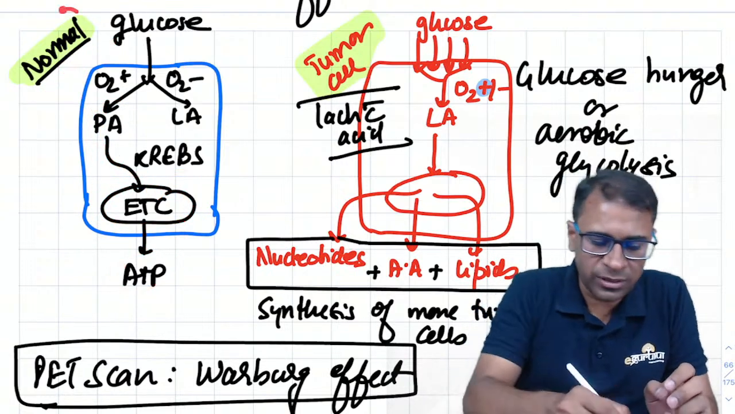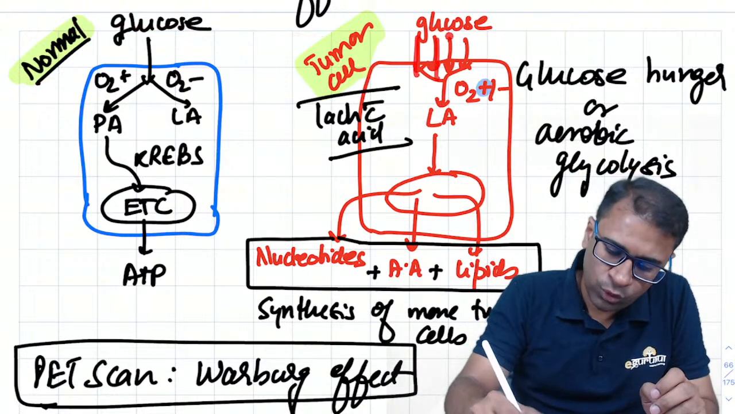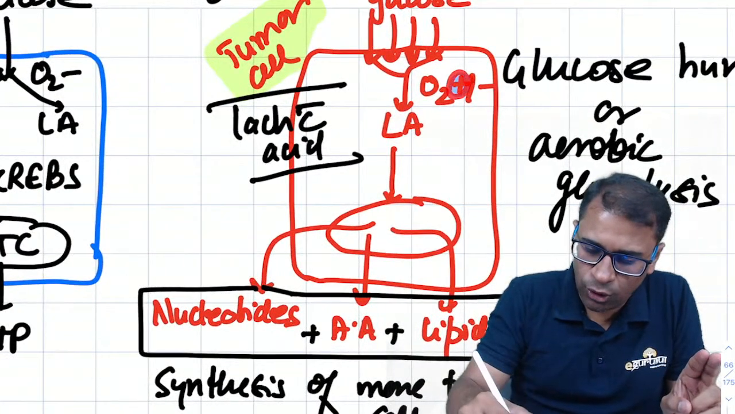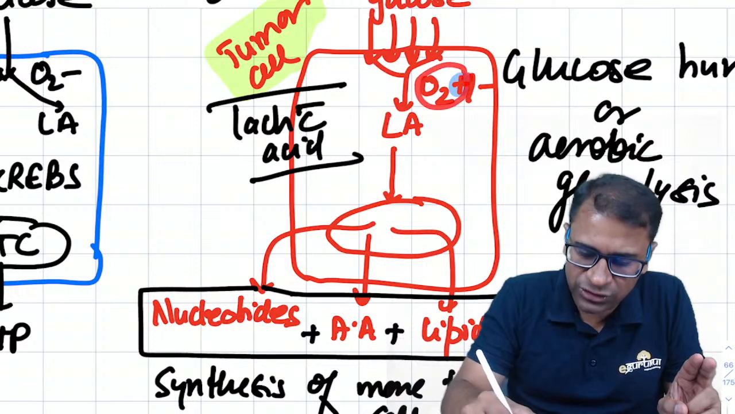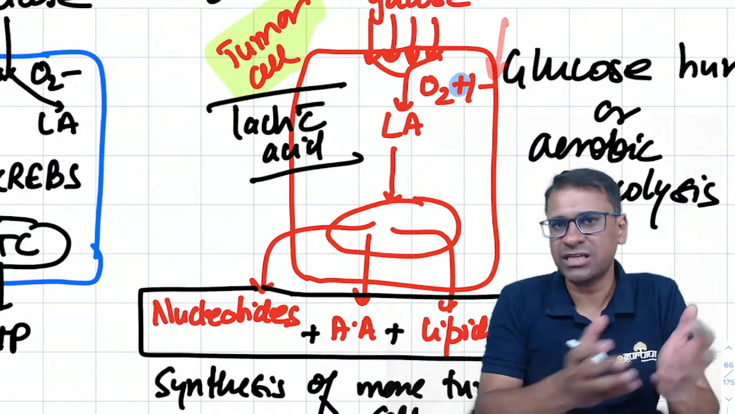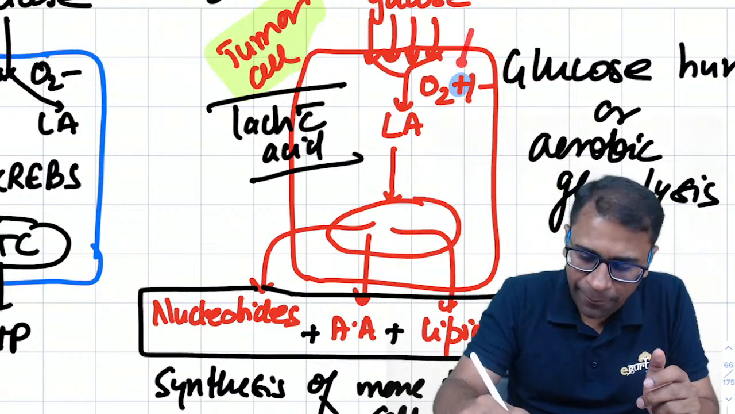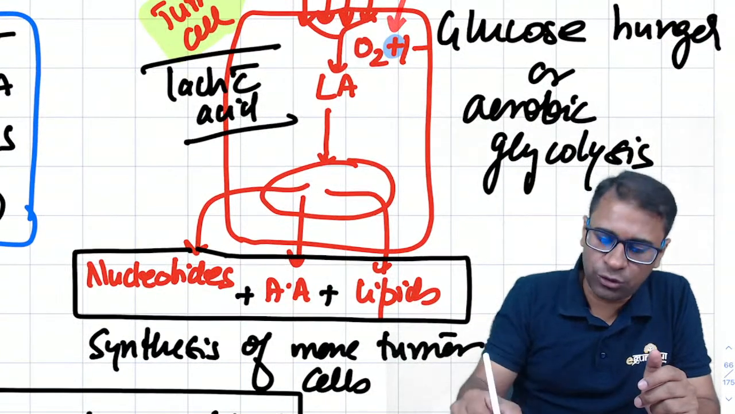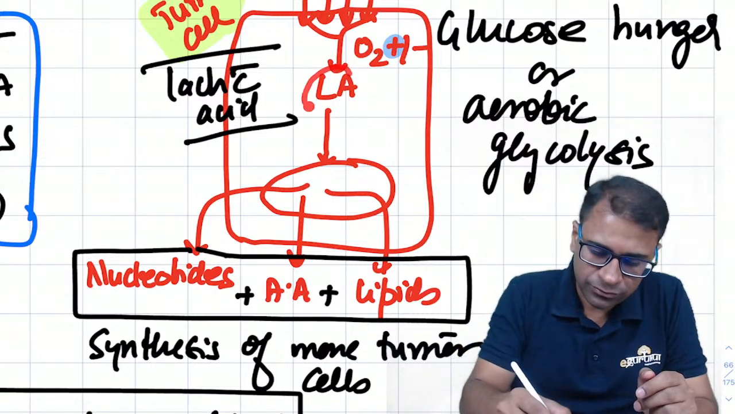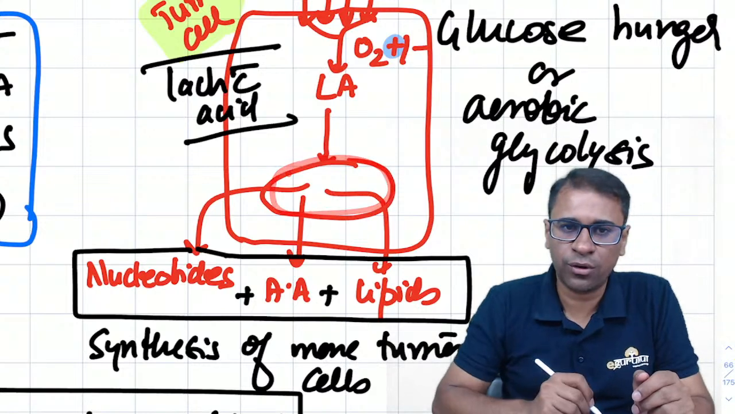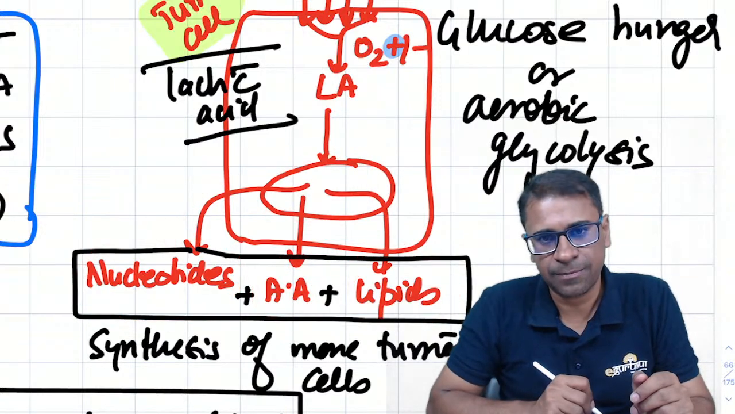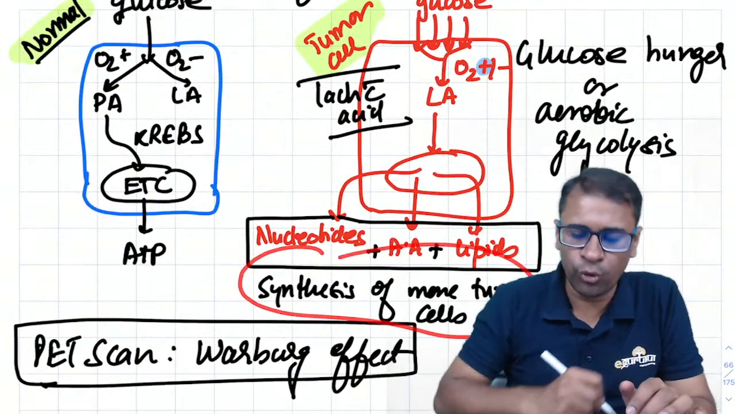However, if you compare this normal cell to a tumor cell, in the tumor cell the glucose entry is very high. That is the first difference. The second difference is, even in the presence of oxygen, it makes lactic acid. We all know that if there is no oxygen, every cell makes lactic acid. What is new here is, even in the presence of oxygen, it makes lactic acid, and hence it is called aerobic glycolysis. Then it goes to the mitochondria, and from the mitochondria it makes nucleotides, amino acids, and lipids. Synthesis of more tumor cells is the reason there.